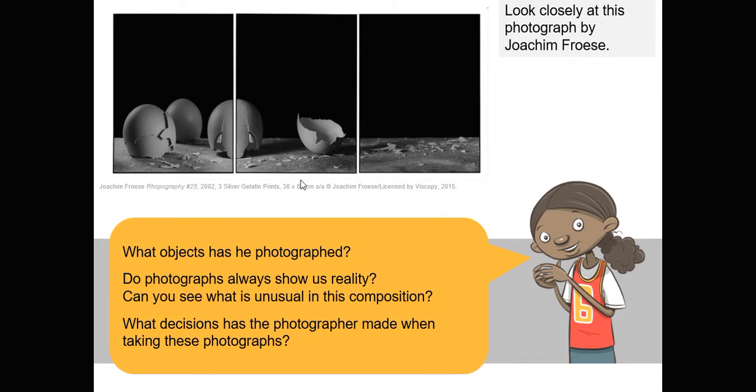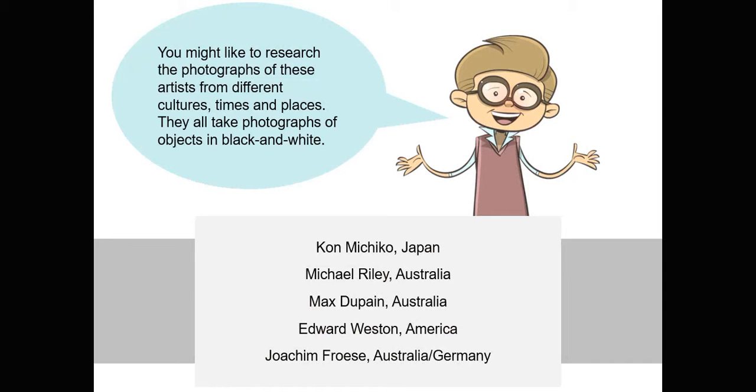So it's also to be thinking about how artists construct the image by making decisions about what you see. They probably haven't really noticed, for you to look at the way the shadows go. So these are other artists that you might like to research at another time. All of these different ones, they're all taking their photographs in black and white.